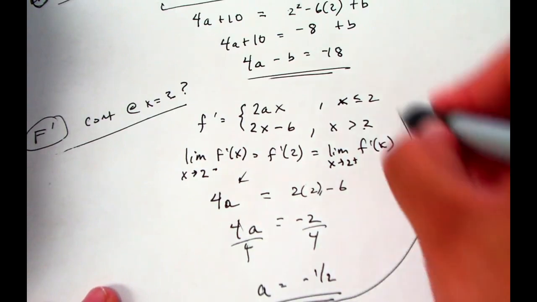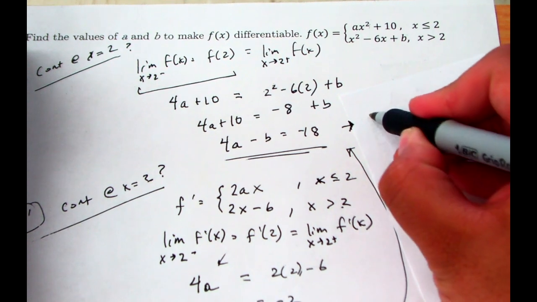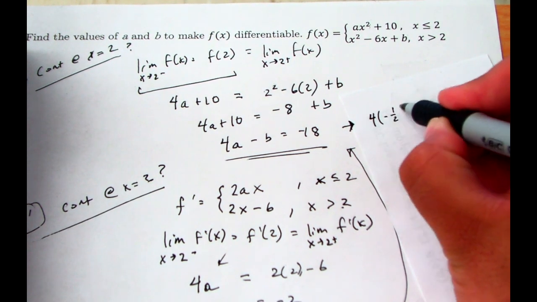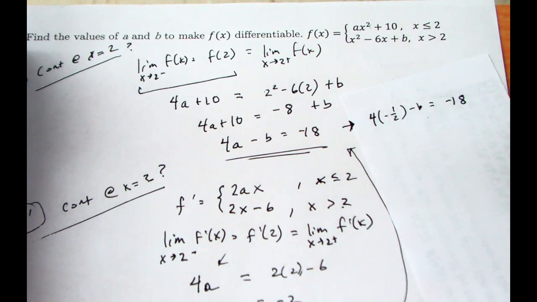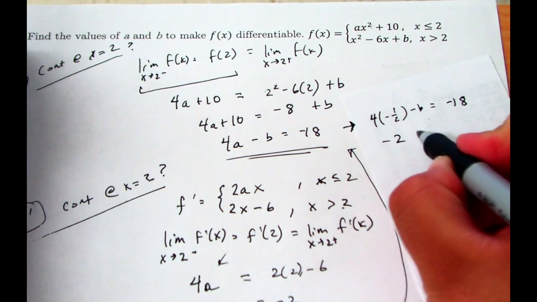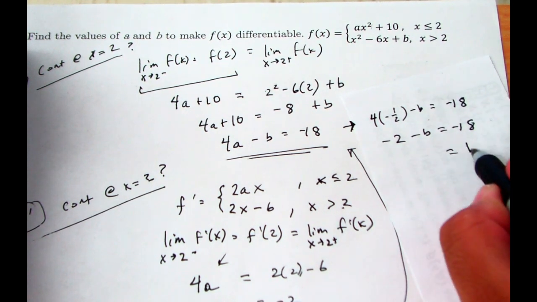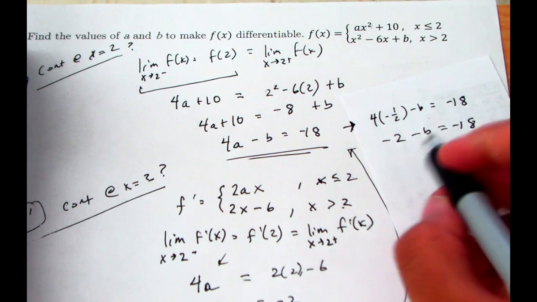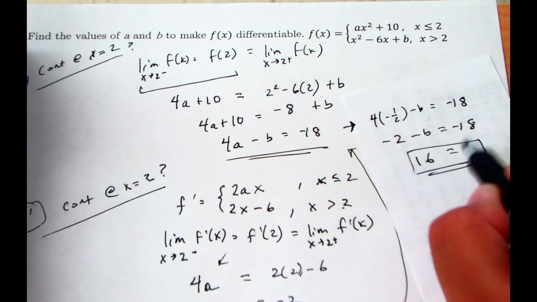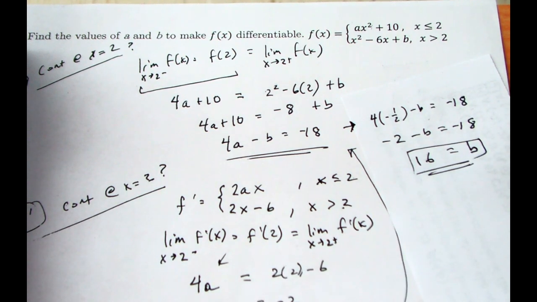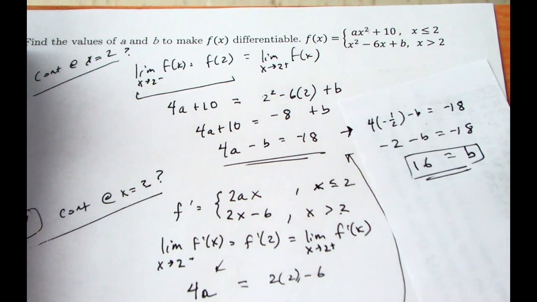So substituting this value back into the first equation here, we have 4 times negative 1/2 minus b equals negative 18. That will give us negative 2 minus b equals negative 18. If I move this b over here, it becomes positive, and add 18 to both sides. That gives me 16 equals b. So now we have the two values, one of a and one of b, that make our function not only continuous, but also differentiable.